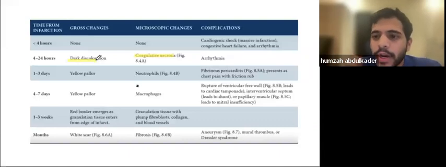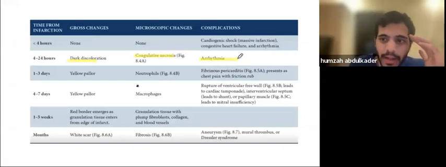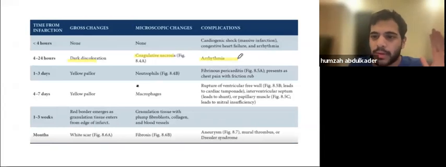Okay. What you're scared about in the first day is arrhythmia, specifically VFib. That's the thing you're most scared about after MI is VFib because that leads to death. Okay. Very important. I'd say 99% chance you get asked about this.